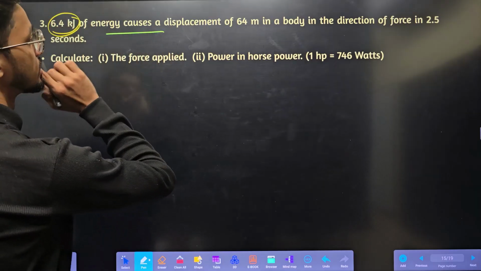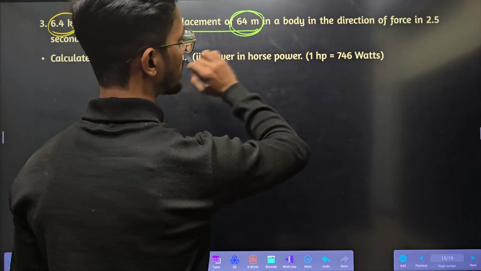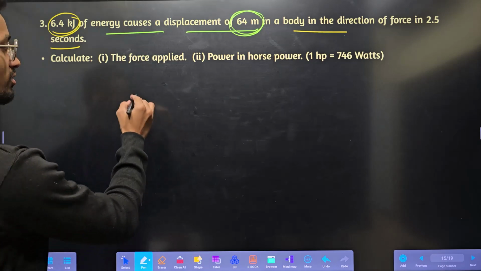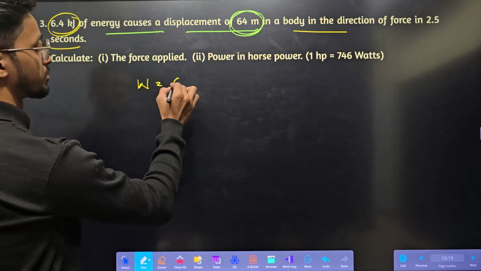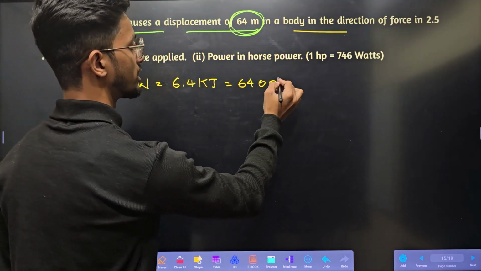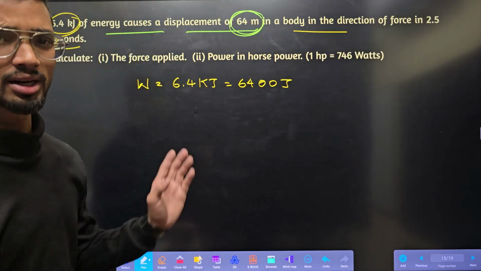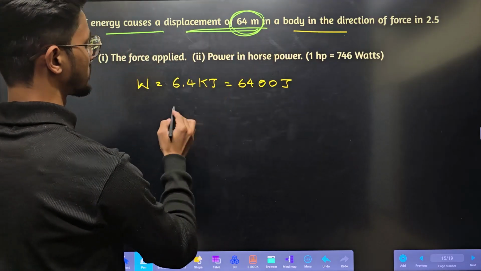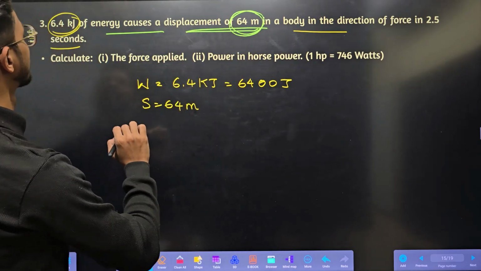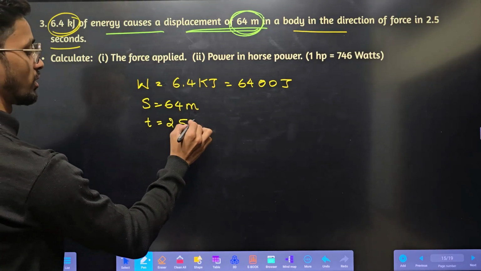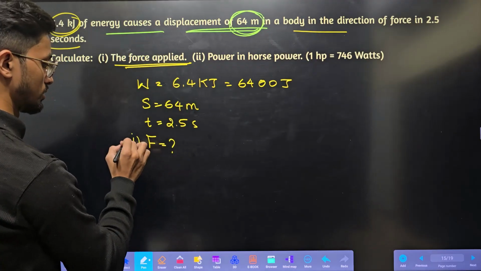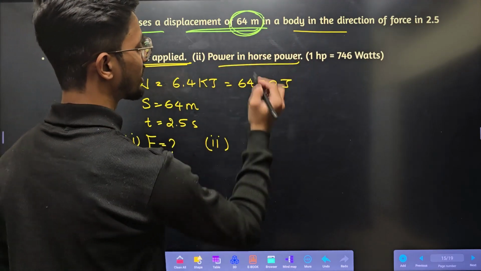6.4 kilojoule of energy causes a displacement of 64 meter in a body in the direction of force in 2.5 seconds. Energy means a form of work, right? So 6.4 kilojoule is 6400 joule, into 1000 we have to do. Displacement is 64 meter in the direction of force, and time they have given is 2.5 seconds. Calculate the force applied, and also the power in horsepower.